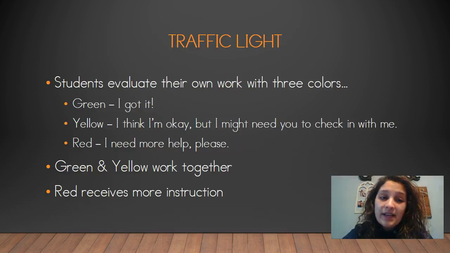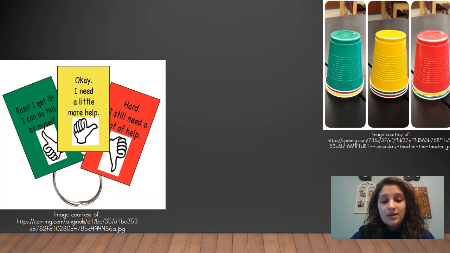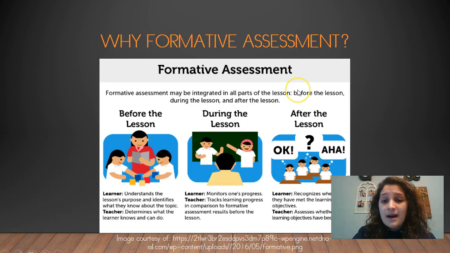Another one was traffic light, where students evaluate themselves using the 3 colors, green, yellow, red. And then I would be able to see as a teacher, okay, green and yellow, they would work together and be able to go more in the lesson, where the red, that's when I would make sure I am giving more instruction. And the picture on the left is the one I've used in my classroom because I feel like this is a little more private for students and they can be a little more honest. I've seen also the cup system used in different classrooms, but it doesn't matter.